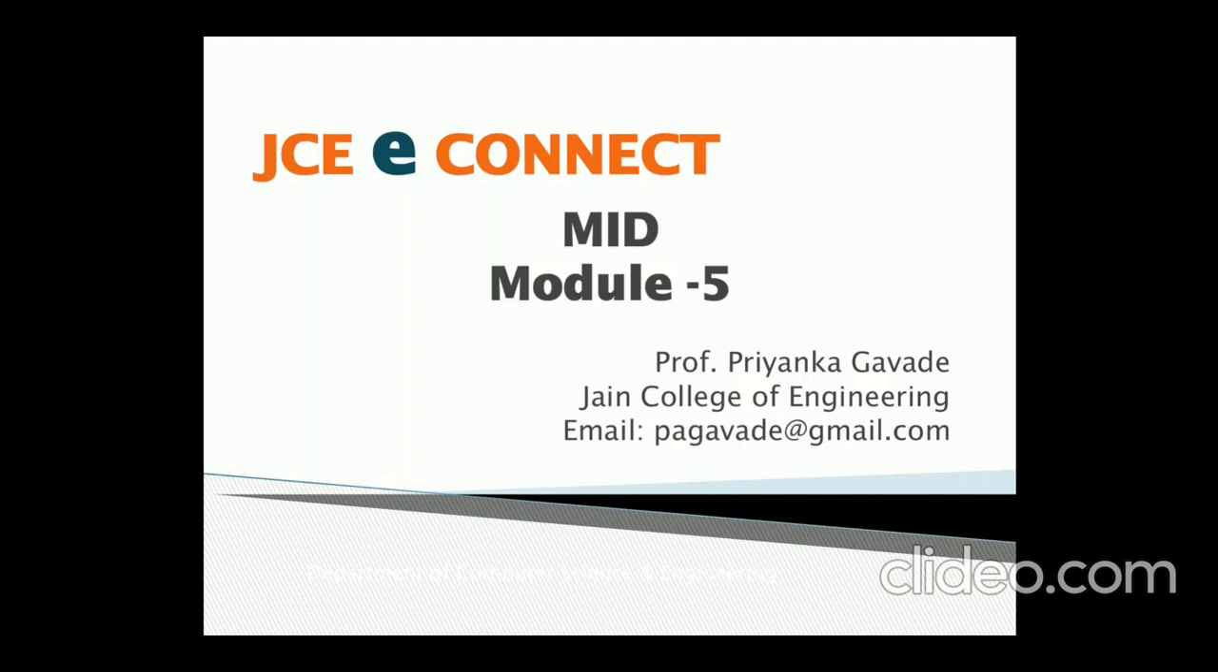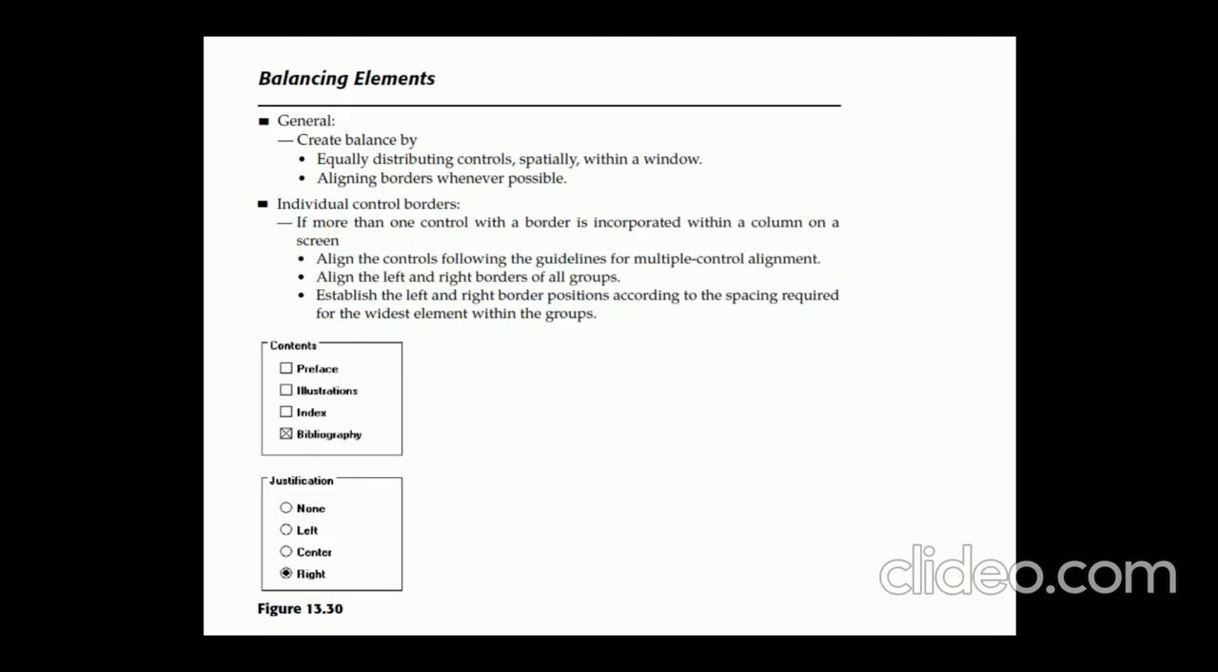In this lecture, we are going to discuss the balancing elements and the window design guidelines. Basically, the balancing elements are needed in order to equally distribute the controls spatially within a window. Aligning borders are used for proper placing of the window controls wherever possible.